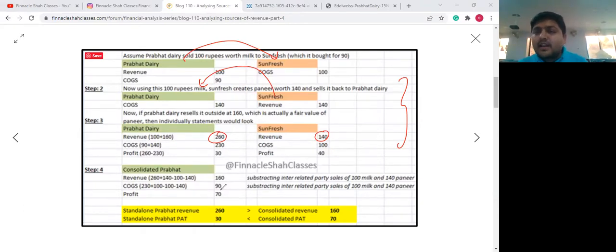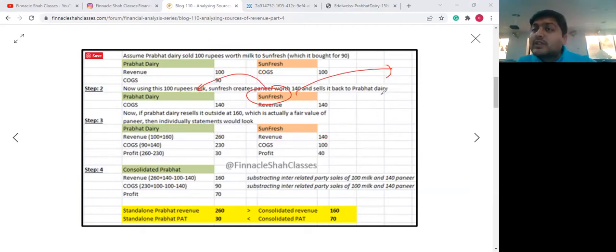Precisely, this is happening because the numbers are playing that magic, as well as the theory behind the numbers is something like this. Another thing which we want to communicate is that another very big assumption here was that Sunfresh was selling all the paneer to Prabhat, which honestly speaking is not really the case in Prabhat Dairy, because Sunfresh also sells paneer to Prabhat, as well as to outside entities.